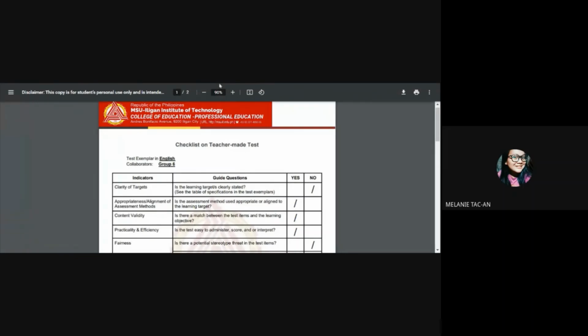Thank you, Ma'am Mel and Ma'am Giselle for the presentation, and also Ma'am Catherine from Group 3. Okay, so thank you groups for your outputs, and I believe you were able to capture the critique on the test exemplar, both science and English.